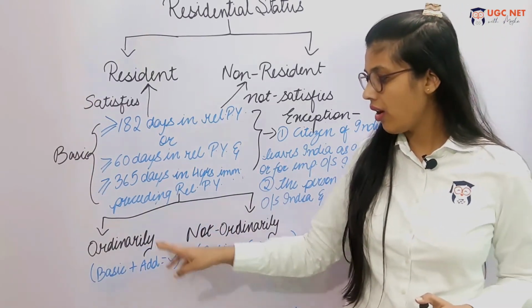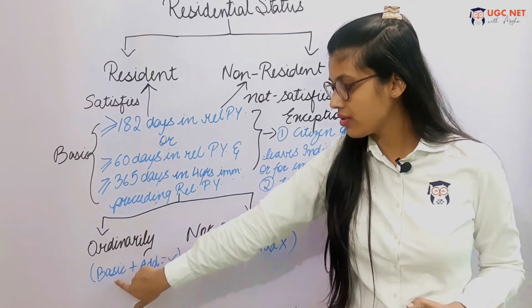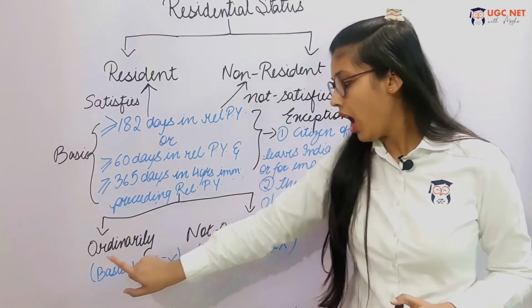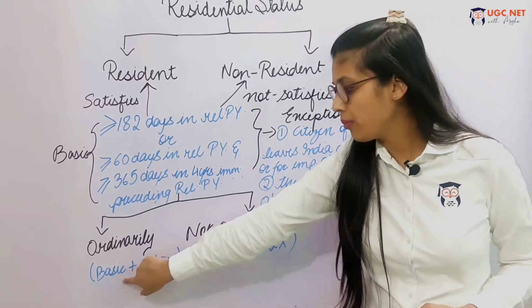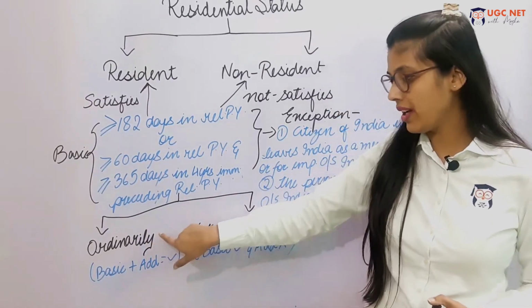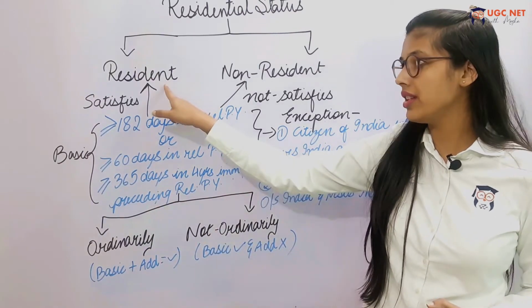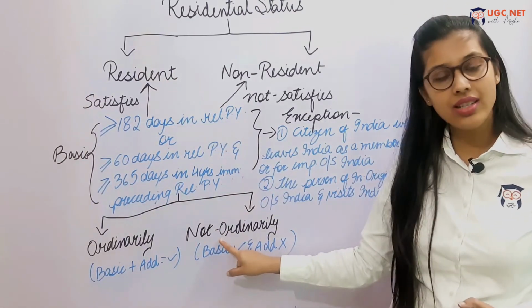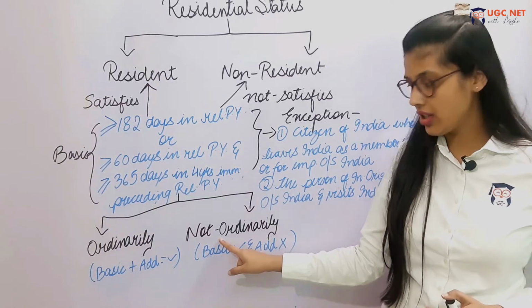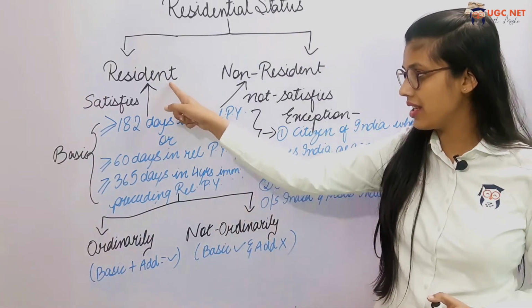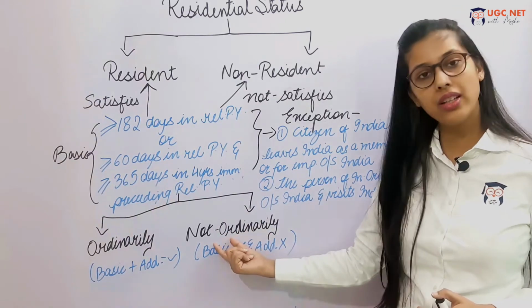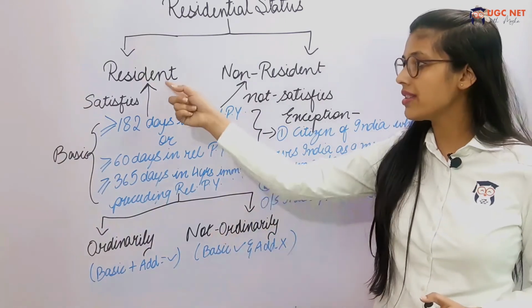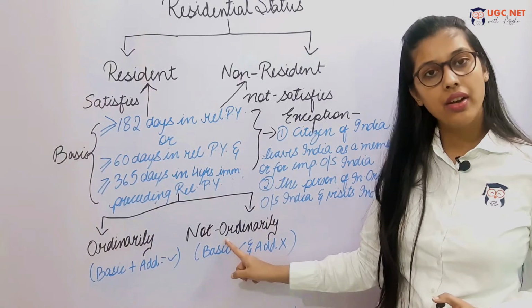Now in case of ordinarily resident, he has to satisfy the basic condition. Along with that, he has to satisfy the additional conditions. If he satisfies both these sets of conditions, then he would be considered as ordinarily resident in India. If he does not satisfy the additional conditions, then he would be considered as resident but not ordinarily resident, because he is satisfying the basic conditions.